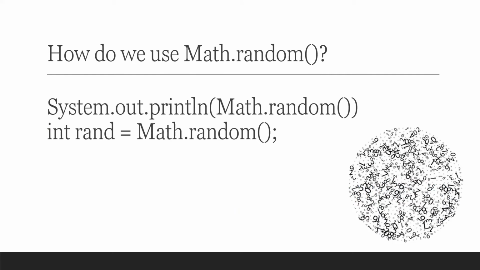So how do we use it? We might say System.out.println(Math.random()), or int rand equals Math.random. But let's do a little program, and that will be the best way to see how it works.